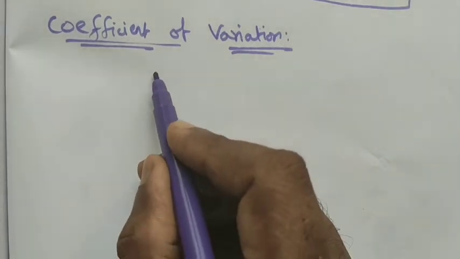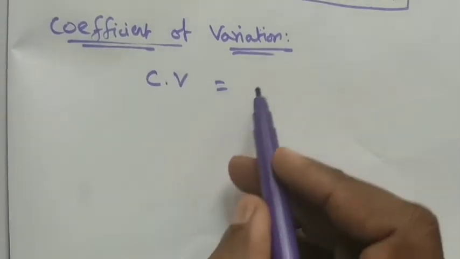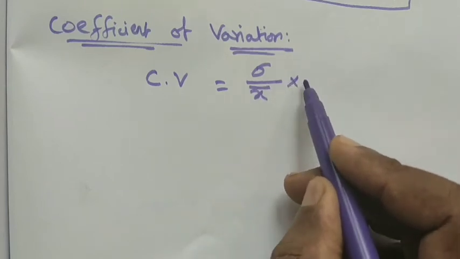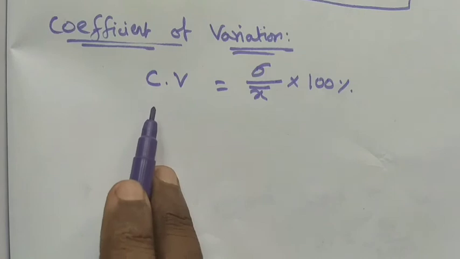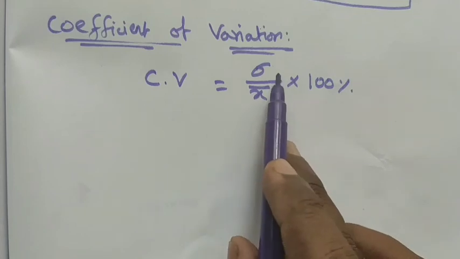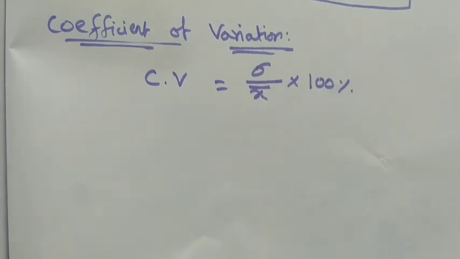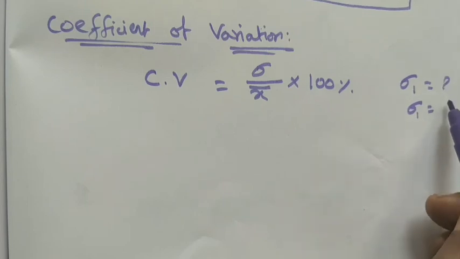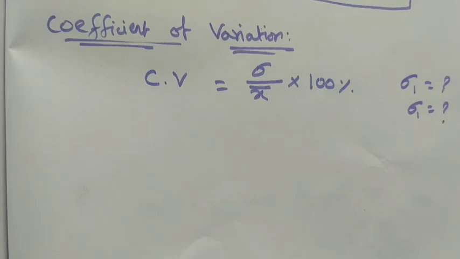Here the coefficient of variation, we call it CV, is equal to standard deviation divided by x bar, into 100%. We always use the coefficient of variation as a percentage only. So the coefficient of variation is equal to sigma divided by x bar into 100%. When using the coefficient of variation, the first standard deviation and the second standard deviation may have the same value for different scatters, for different data.